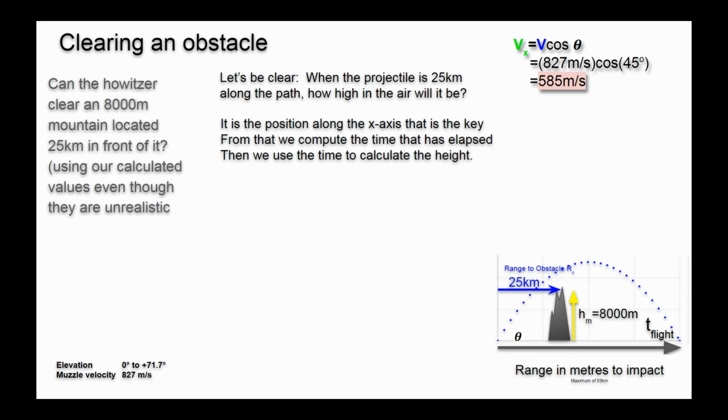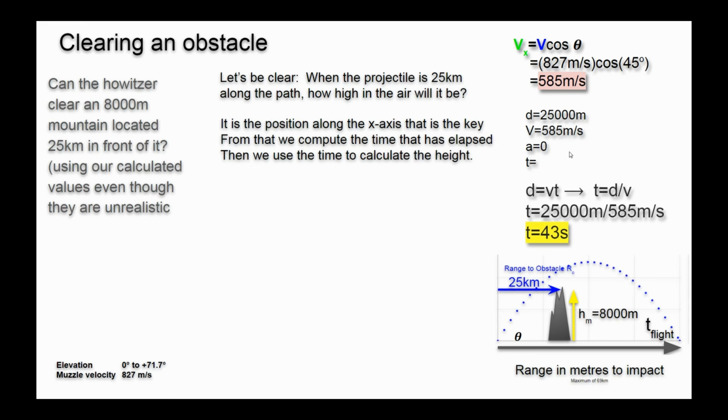We set up the same problem as before. We're going to get our Vx and Vy. This time, we're going to obsess about the x component. We want to know when it is going to be 25,000 meters along the path. There is no acceleration in that direction. It's a ridiculously easy formula. It is going to take it 43 seconds to reach that mountain.